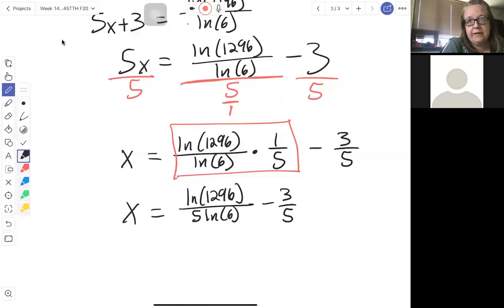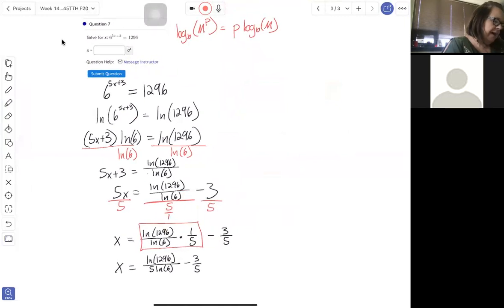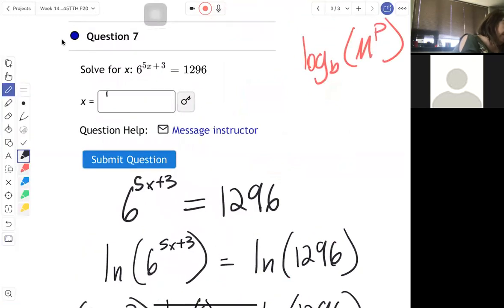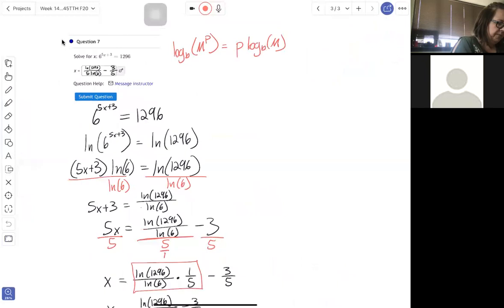And it took it. I never did get the approximate value for it. You can if you want to, but for that one, my calculator on the iPad is so funny about natural log. I would have to do it in pieces and write everything down and then do the operation. So I'm not going to do that. I'm just going to leave it as is. So up here, it would be natural log of 1296 divided by 5 times the natural log of 6 minus 3/5. And that does work for that one.